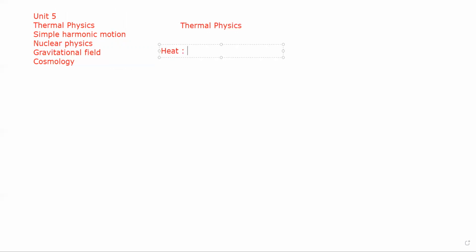Heat, how do we define heat? It is the total energy of molecules, and temperature is the average kinetic energy of molecules. So when we take the average kinetic energy of the molecules, we call that the temperature.